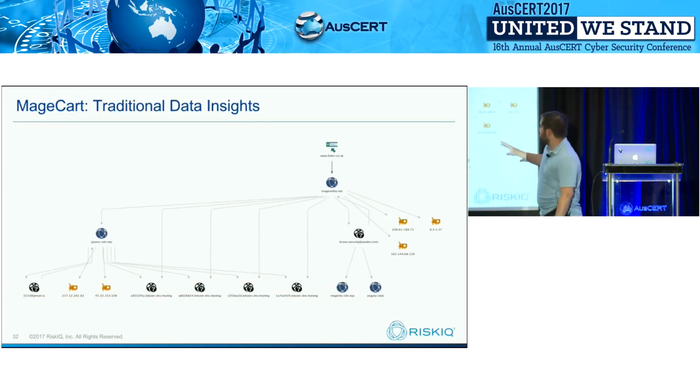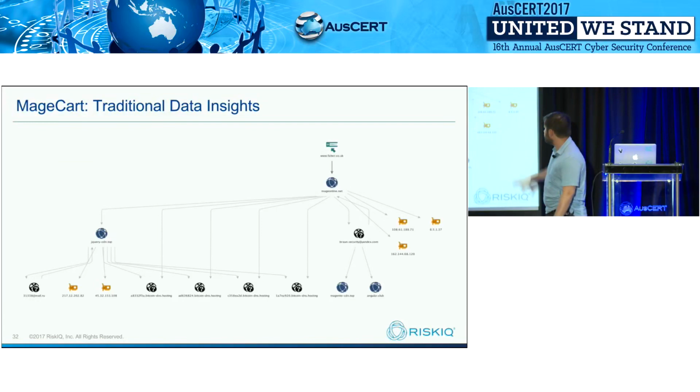If we start to look at this from our traditional data set standpoint, we have that top-level website. We see that mageonline.net is the domain that it was redirecting to. We see jquery-cdn.top on the far right is also one of the domains we saw in our sequencing data.